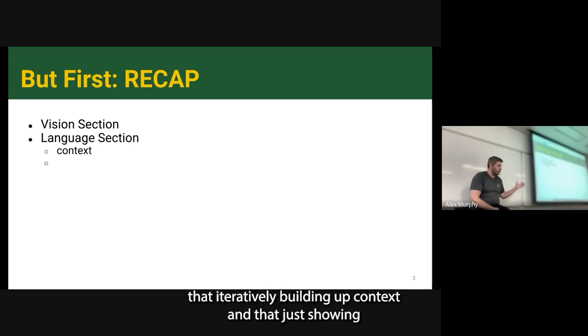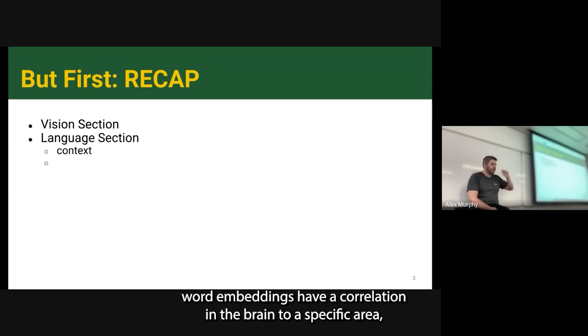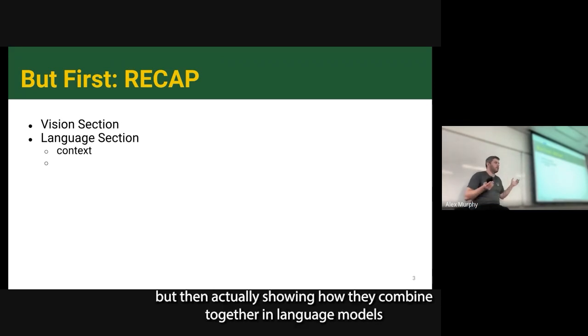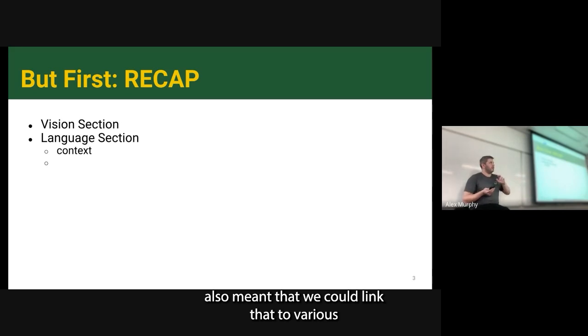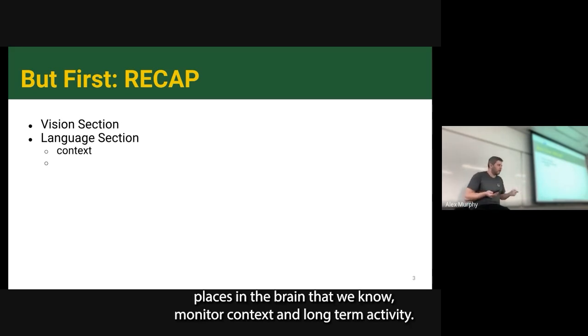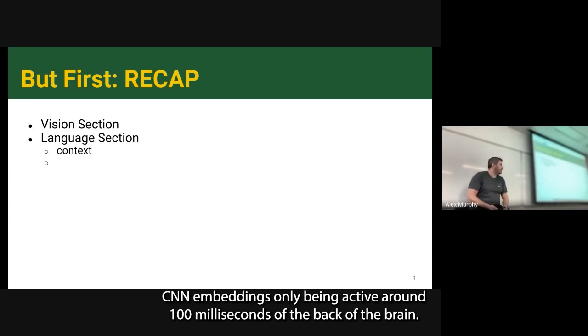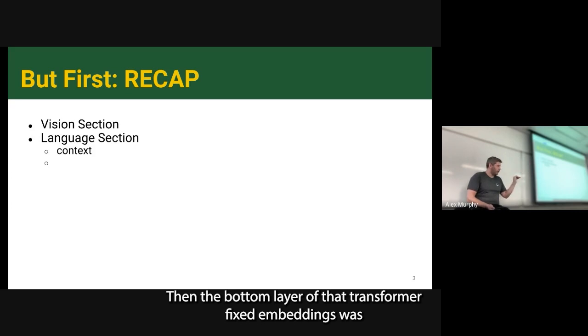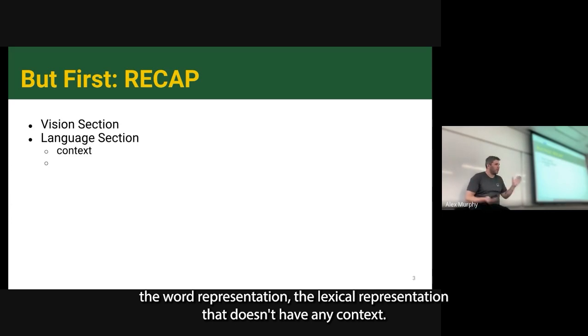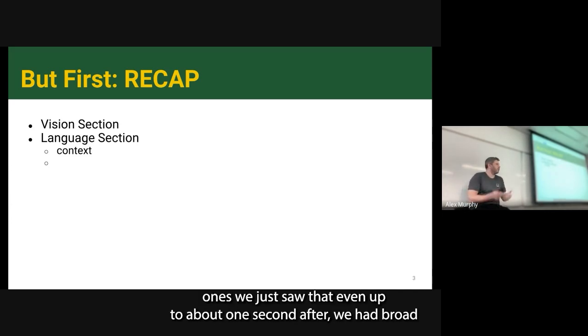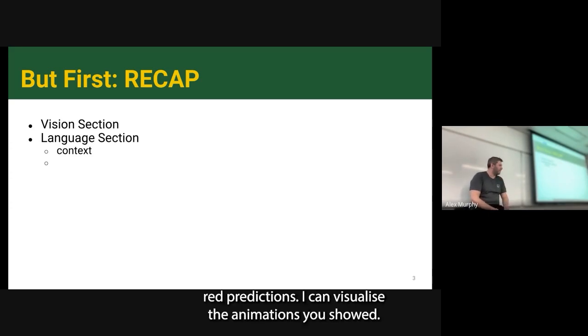But also the fact that iteratively building up context, and not just showing that word embeddings have a correlation in the brain to a specific area, but actually showing how they're combined together in language models, meant that we could link that to various places in the brain that we know monitor context and long-term activity. And you can see that in, say, Henry's paper, for example, with the visual word embeddings, the CNN embeddings only being active around 100 milliseconds at the back of the brain. Then the bottom layer of that transformer, the fixed embeddings, was like the word representation, the lexical representation that doesn't have any context. And then with the transformer ones, we saw that even up to about 1 second after, those broad red predictions, I can just visualize the animation you showed.